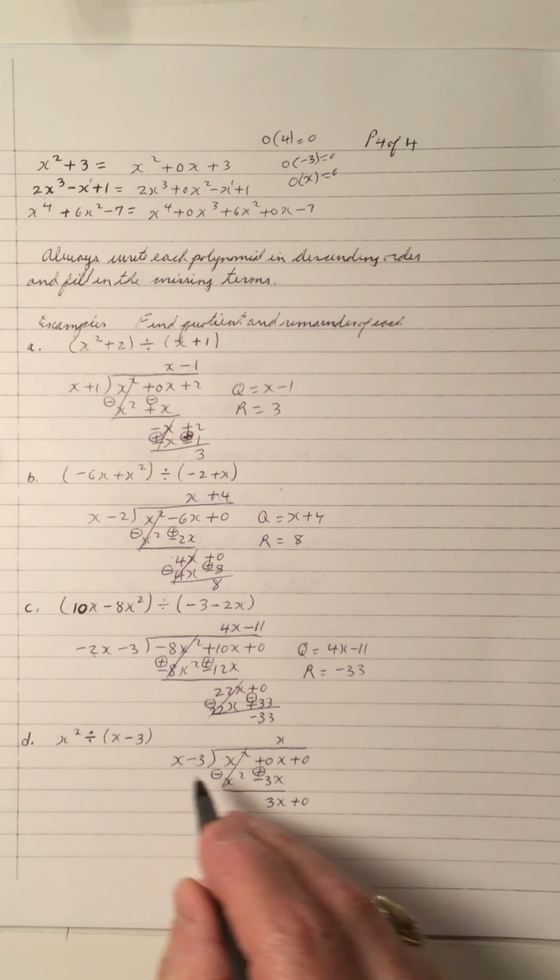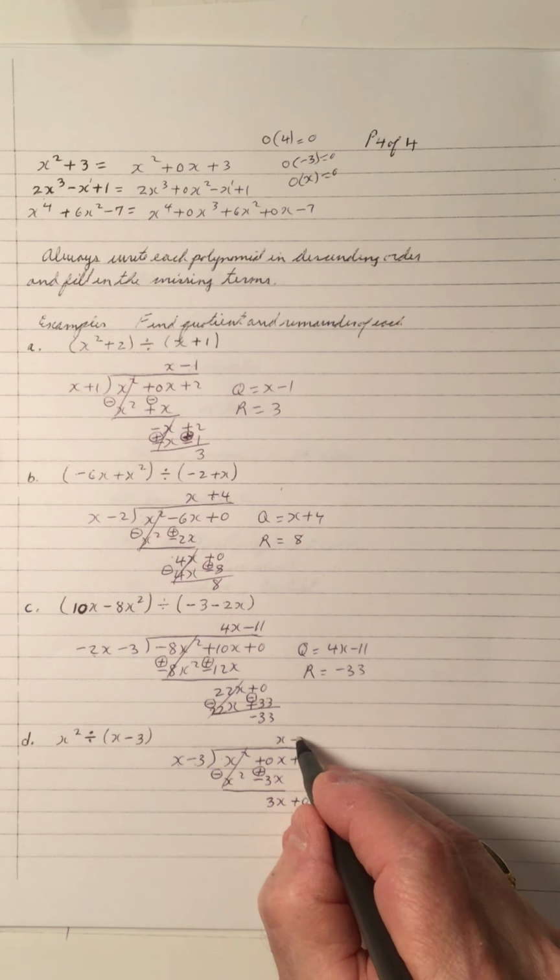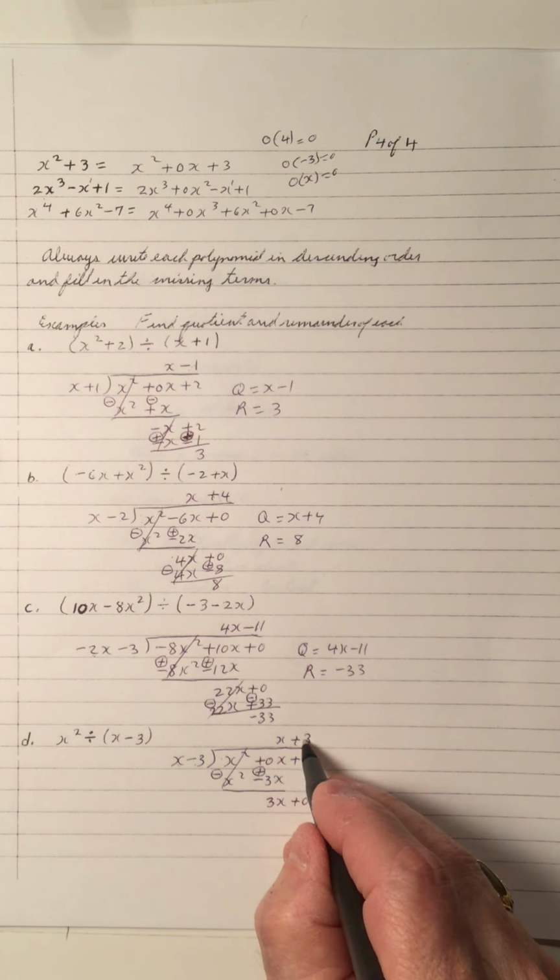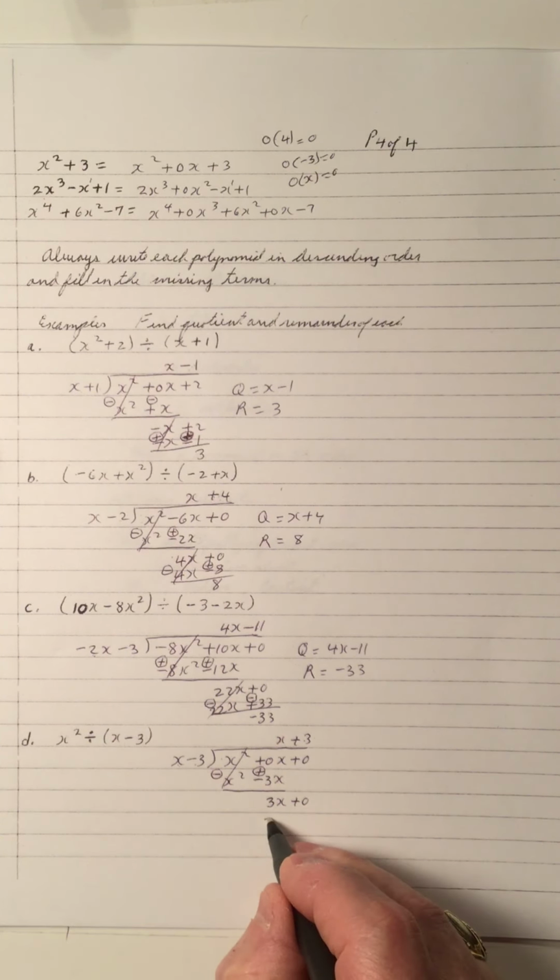Bring down the 0. X into 3x goes plus 3. 3 times x is 3x. 3 times negative 3 is negative 9. Draw a line. This plus becomes a minus. The minus becomes a plus. Circle them. Plus 3 minus 3 cancels out. And 0, that's a plus 9, so it's a 9. So your quotient is x plus 3. Remainder is on the bottom, 9.